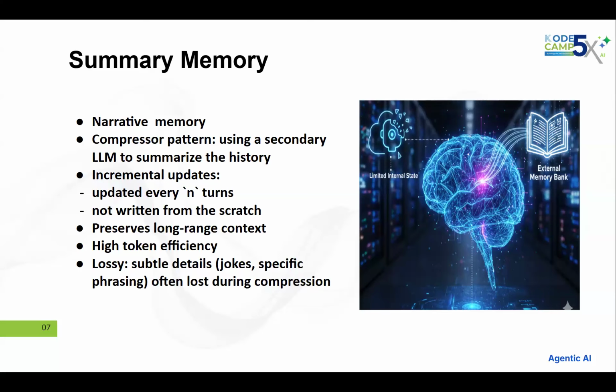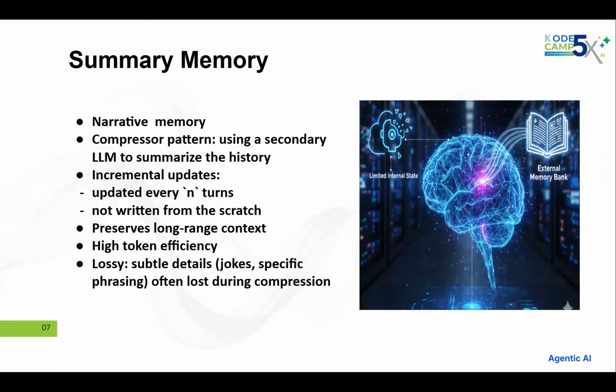I've already mentioned that summary memory has high token efficiency, but it's lossy because you're summarizing. You could lose subtle details like jokes or the specific phrasing, and this may or may not be important based on your use case. So your use case determines what will be the appropriate solution for your episodic memory between buffer and summary memories. Any question on summary memory?